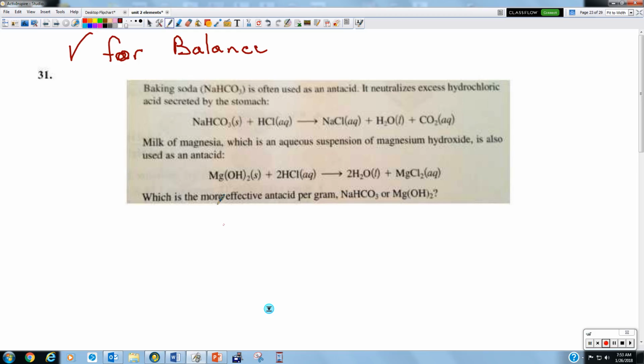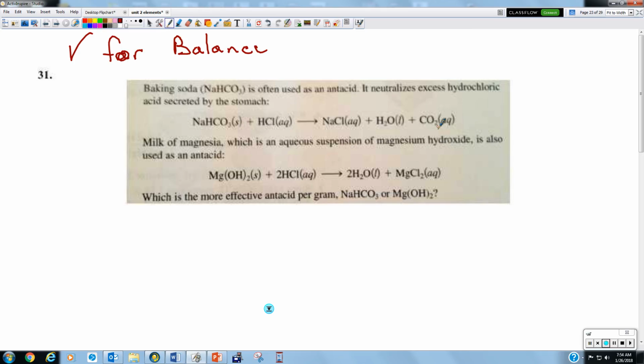So looking at these real quick, we're going to verify a couple of things on this reaction. One sodium reacts, and it has one sodium. We have two hydrogens here, two hydrogens here. We have one carbon here, one carbon here. We have three oxygens, and we have 1, 2, 3 oxygens. So that one's balanced.